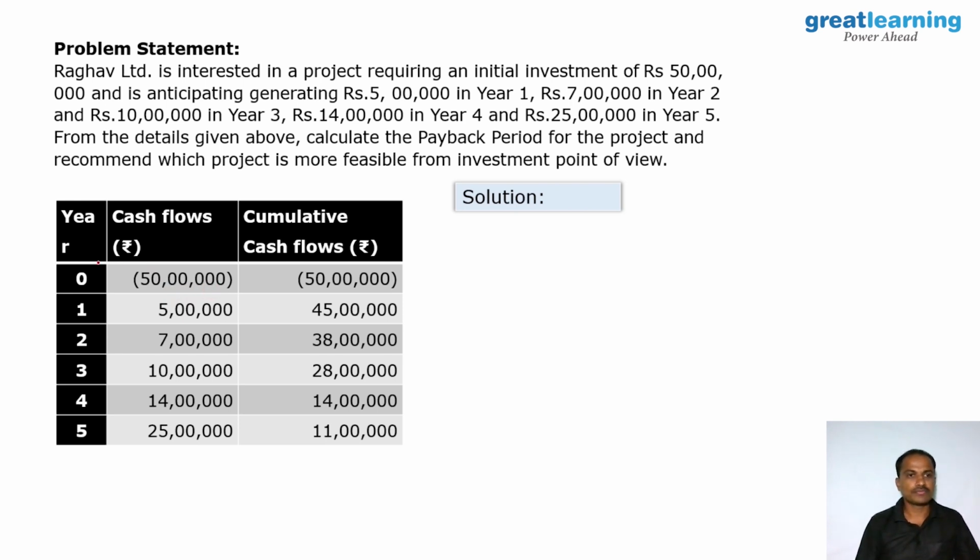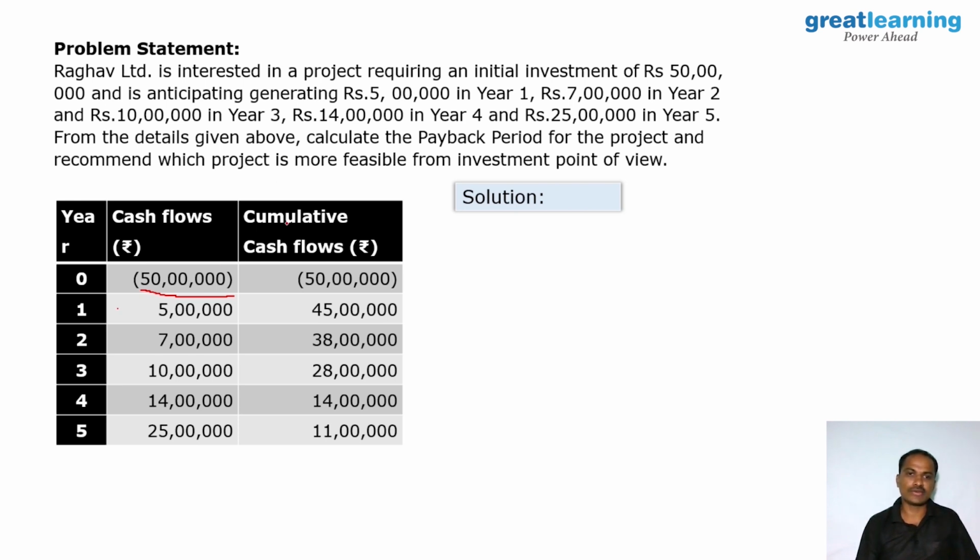So the initial investment is 50 lakhs, and in year 0 there is only cash outflow. Cash inflow starts from year 1: 5 lakhs, 7 lakhs, 10 lakhs, 14 lakhs and 25 lakhs. Now to calculate the payback period, we have to calculate cumulative cash flows. We just keep adding the cash flows.